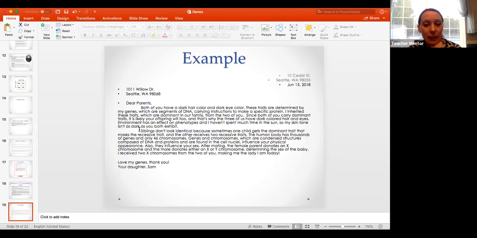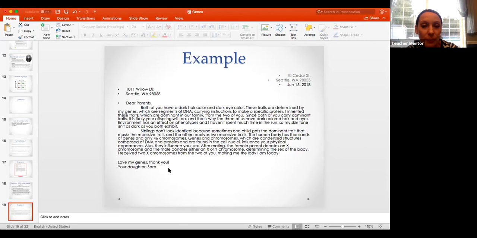Here we go, the next part. "Siblings don't look identical because sometimes one child gets the dominant trait that masks the recessive trait, and the other receives two recessive traits. The human body has thousands of genes and only 46 chromosomes. Genes and chromosomes, which are condensed structures composed of DNA and proteins, are found in the cell nuclei. They influence your physical appearance. Also, they influence your sex. After mating, the female parent donates an X chromosome and the male donates either an X or Y chromosome, determining the sex of the baby. I received 2 X chromosomes from the 2 of you, making me the lady I am today. Cute. Love my genes. Thank you."